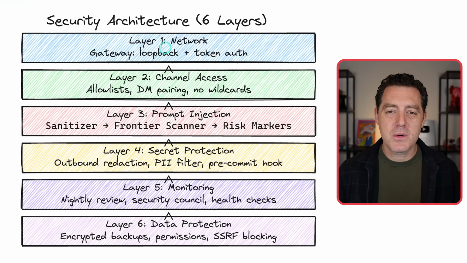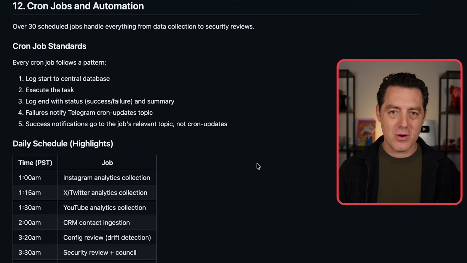And so here is what that security architecture looks like. I'm not gonna go over it because that's what we just did, but this is generally what that architecture looks like. All right, next, cron jobs. Cron jobs just means scheduled things to do. It is really a huge part of what I do with OpenClaw, and I have a ton of scheduled jobs.